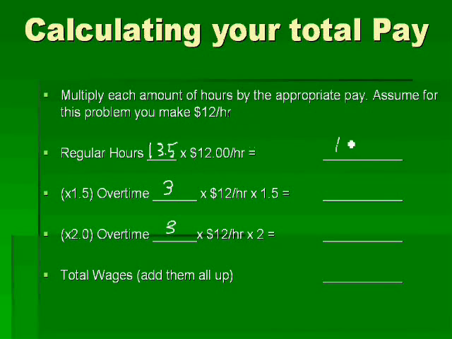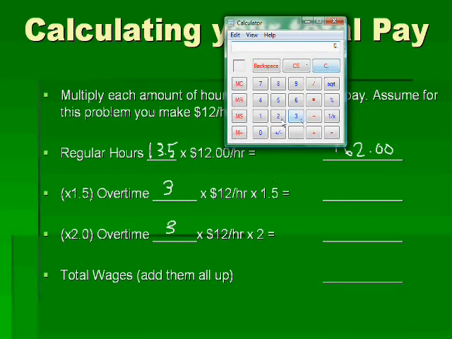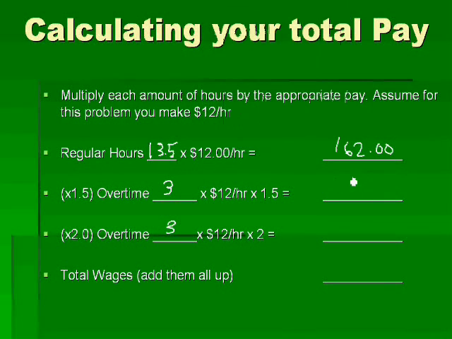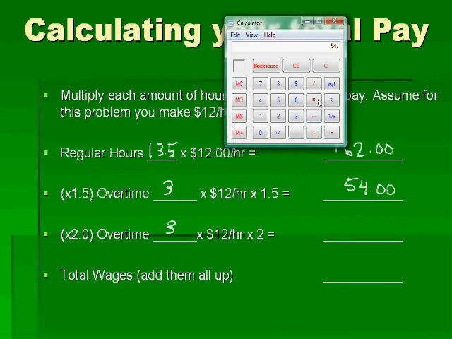Then we got 3 times 12 times 1.5 for my first batch of overtime hours, gives us $54. And then for my weekend hours, we got 3 times 12 times 2, because I get paid the times 2 overtime for the weekend, is $72.